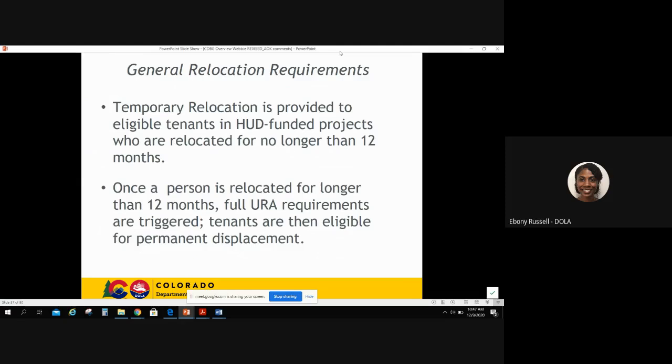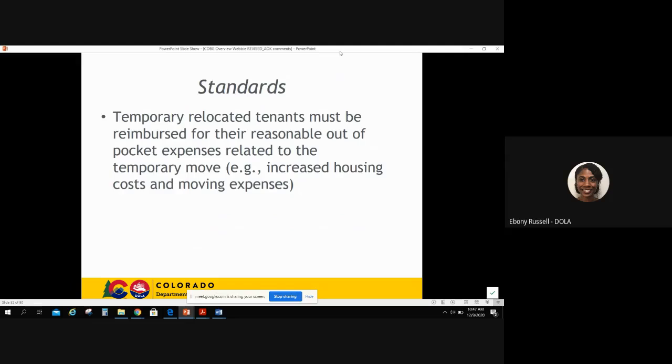There's a really good webinar done by Teresa, one of our asset managers, and she really goes into detail on URA and what's provided or what's required. I'm just going to do a quick overview of it. The standards are temporarily relocated tenants must be reimbursed for their reasonable out-of-pocket expenses related to the temporary move. And that means increased housing cost and moving expenses.